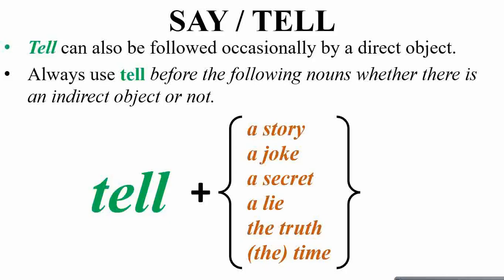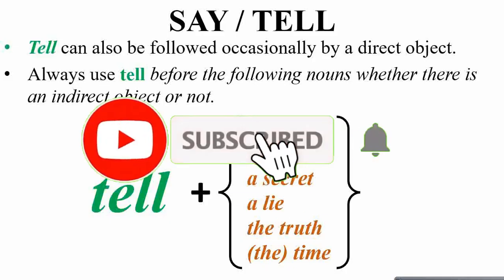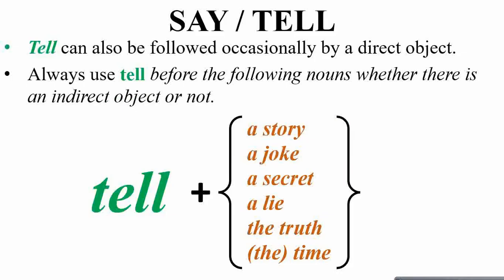Now besides having an indirect object after the word tell, you may have a direct object as well after the word tell. Always use tell before the following nouns, whether there is an indirect object or not. Regardless of the conditions we told you, that to have an indirect object you should have tell, or at times you may have a direct object and then you can use the word tell.